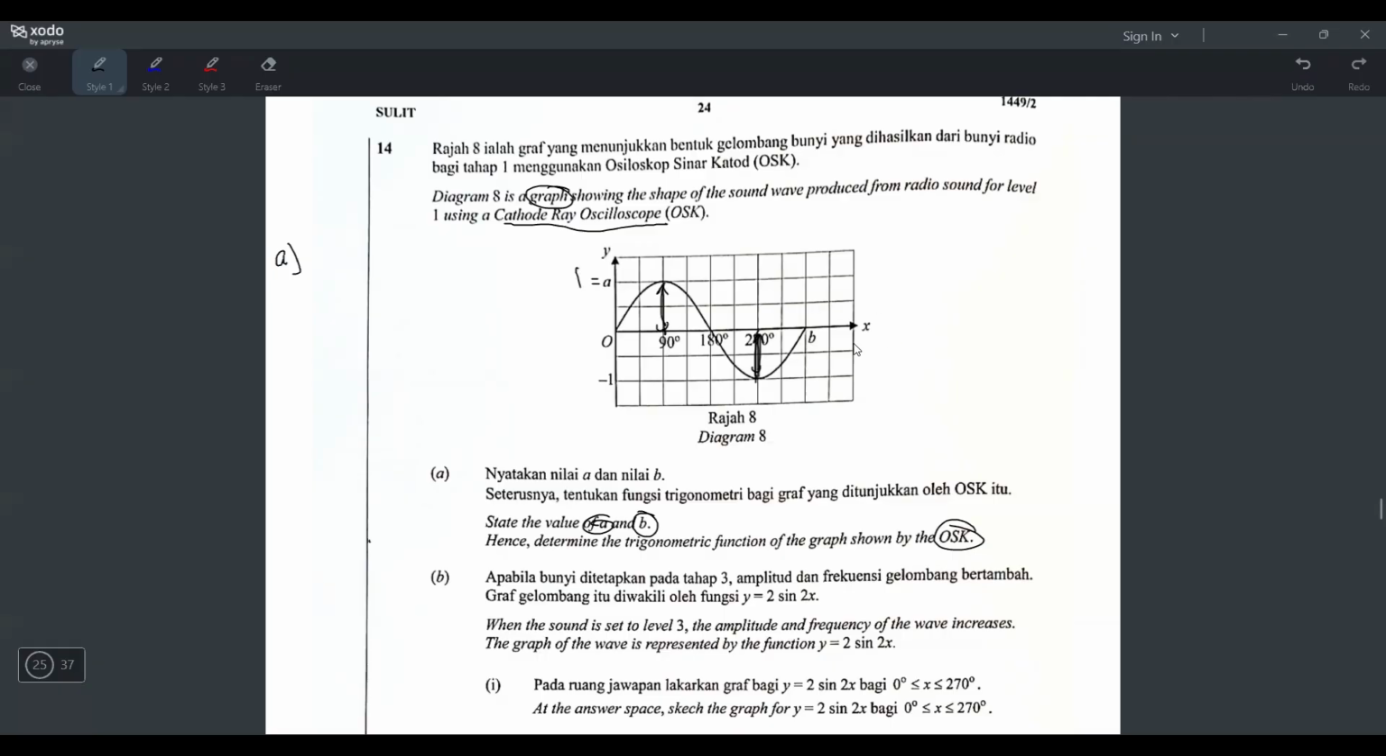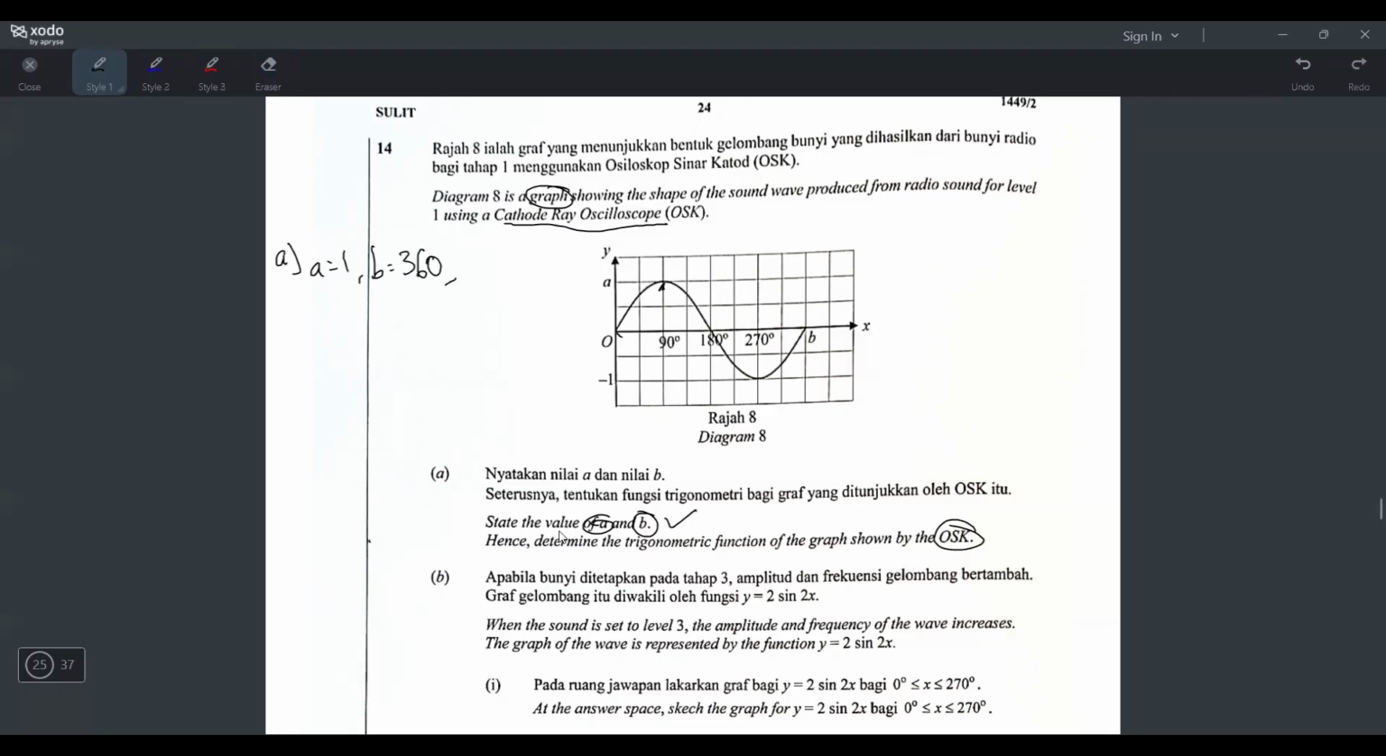And then what about B? You can see here 2 units is 90 degrees. This one plus 90 also. 90 plus 90, 180. And then 180 plus 90, 270. So B will be 270 plus 90, which is 360, right? So that's the answer. A is equal to 1, and B is 360. So I'm just going to write it here. A equals 1, B equals 360. I already finished the first part of the question.